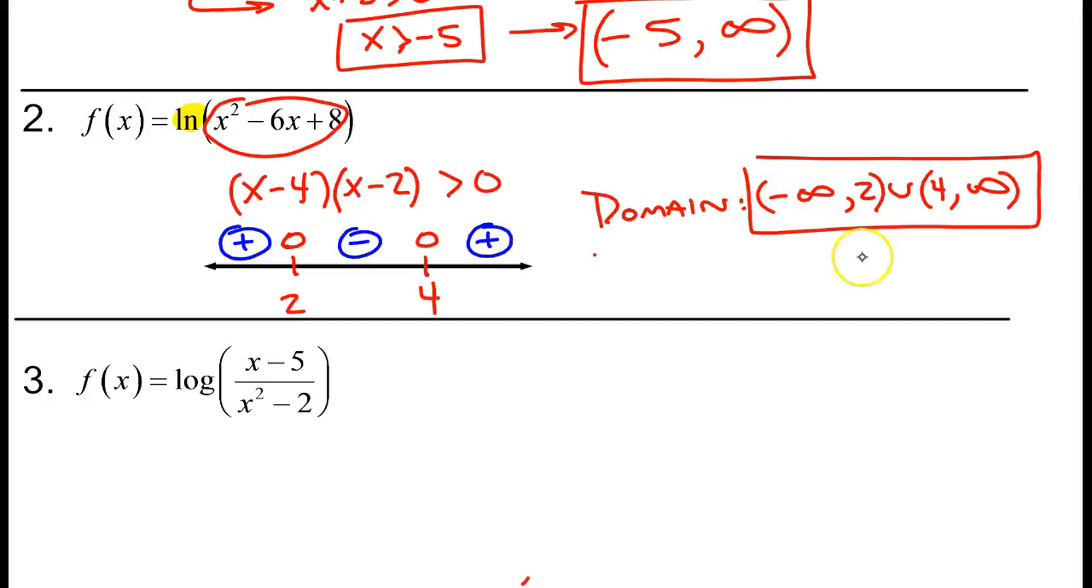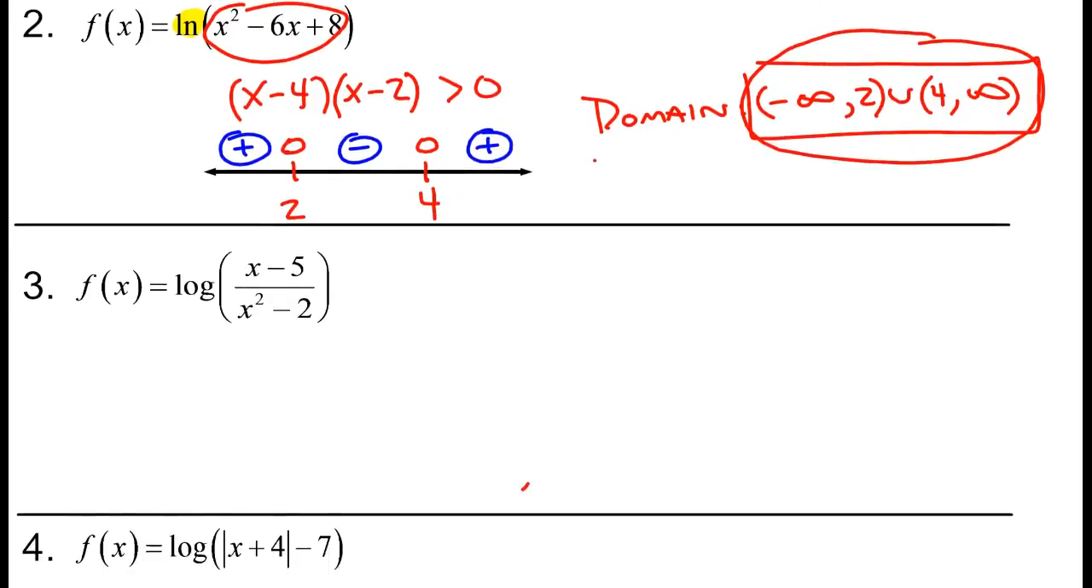Just want to say one last thing here. Just a second ago I said this is the interval that gives me a positive output. What I meant to say there is they give me a positive output for the expression x squared minus 6x plus 8, which is then input to the natural log function. So those give me a positive input for the natural log function. Okay, let's move down to example 3.